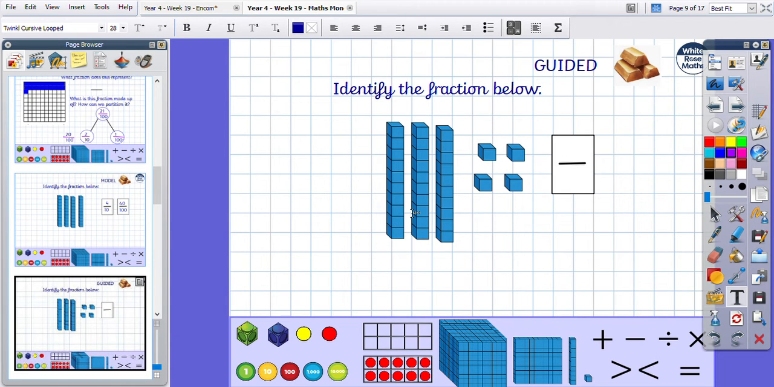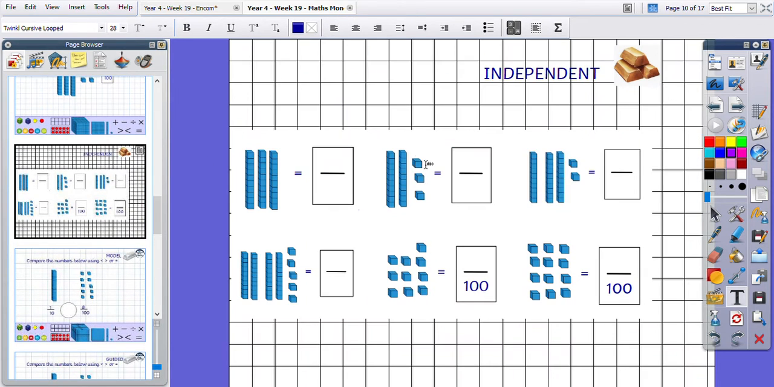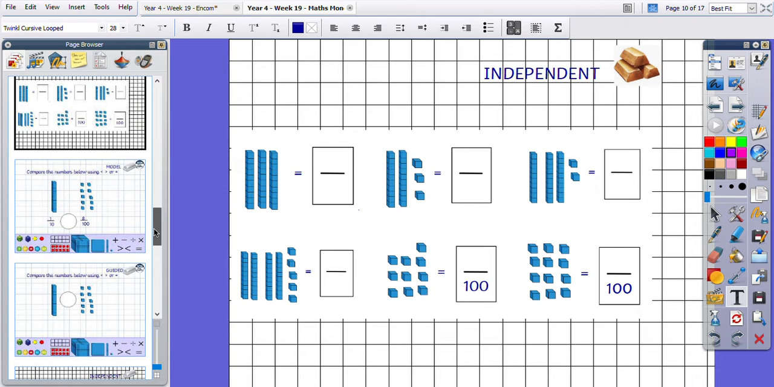Another one then, identify the fraction below. Okay, so this time we have some hundredths. So let's work in hundredths for our answer. So we know that each one is worth 10 100ths. So 10, 20, 30, 31, 32, 33, 34 100ths. So for bronze then, you are identifying the fraction that is shown using the Deans.